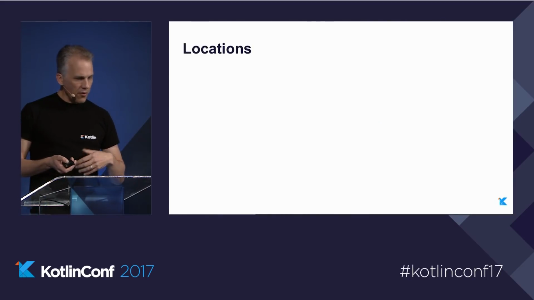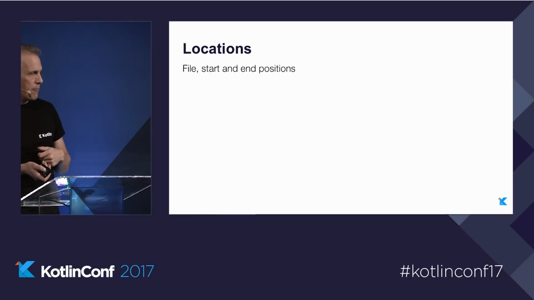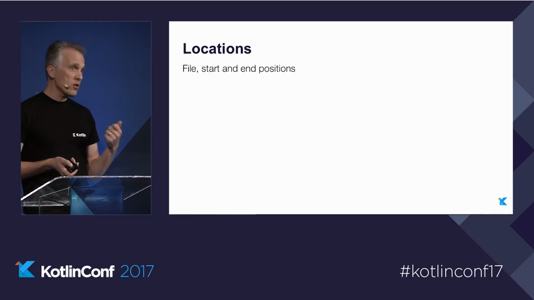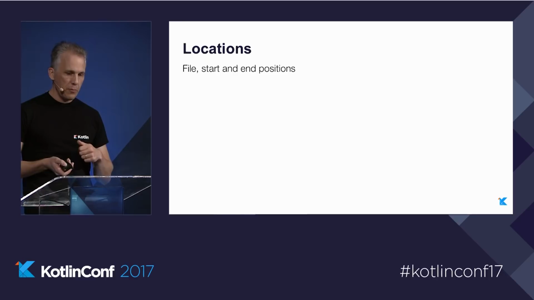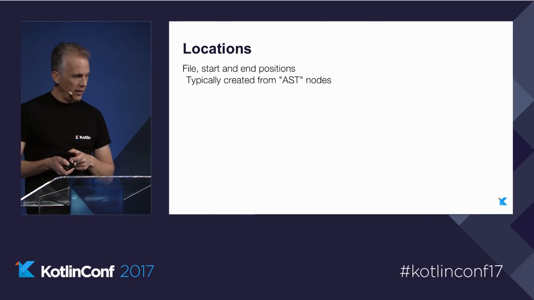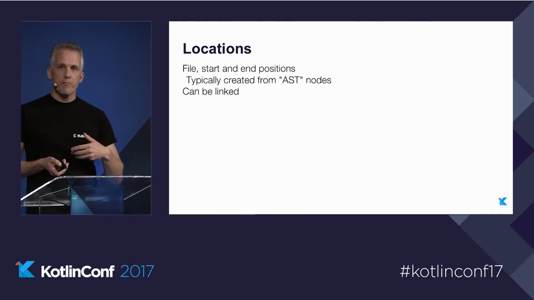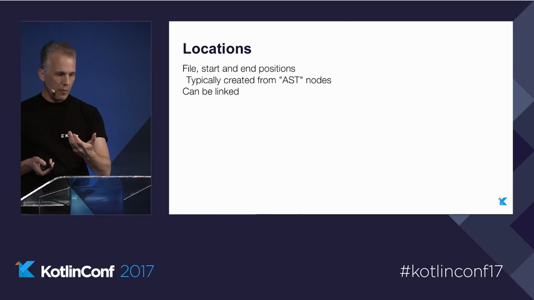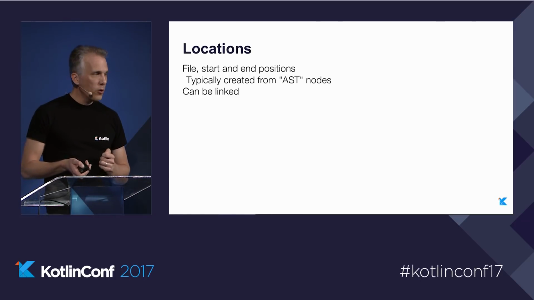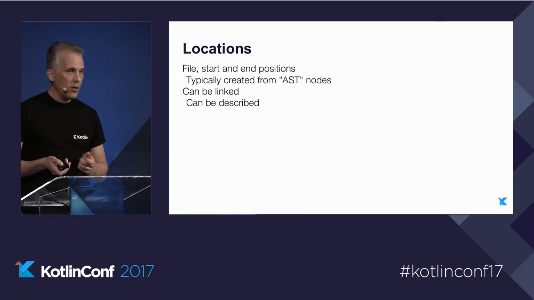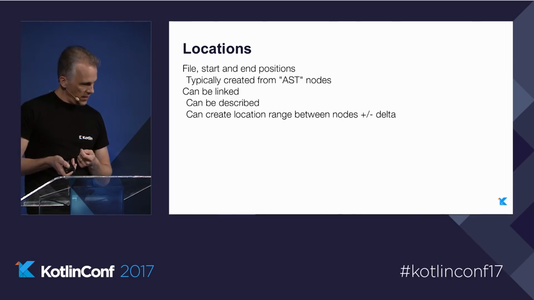All right, we started talking about locations. Locations basically point to a file. For source files, unlike icons, you can also typically point to a range of text within the location. There are convenience methods, both from the XML part and for the Kotlin part, to create these on the fly. And you can link many locations together, and you can describe those linked locations. So here's an example of that.